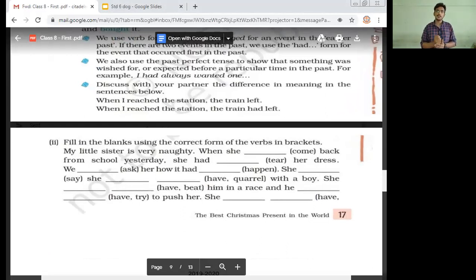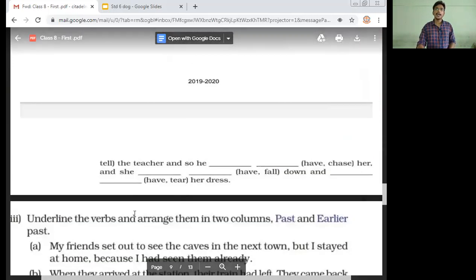My little sister is very naughty. When she came back from school yesterday, she had torn her dress. We asked her how it had happened. She said she had quarreled with a boy. She had beaten him in a race and he had tried to push her. She had told the teacher and he had chased her and she had fallen down and she had torn her dress. So this is the answer.